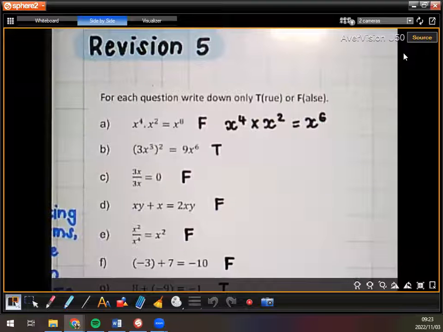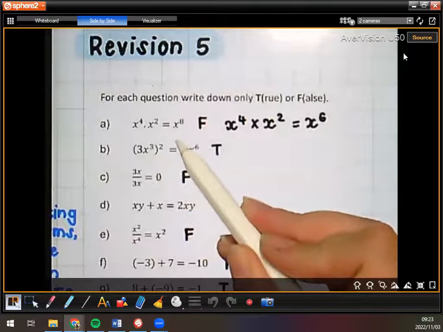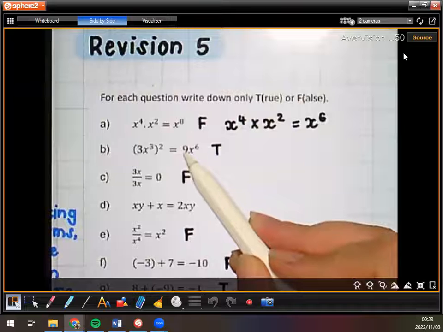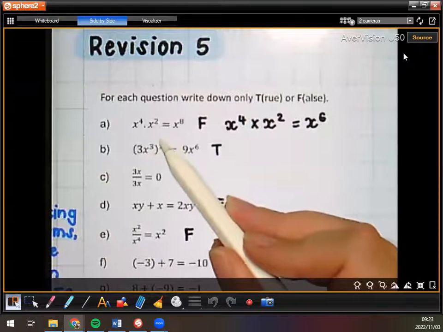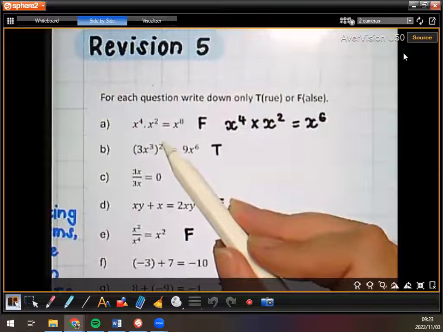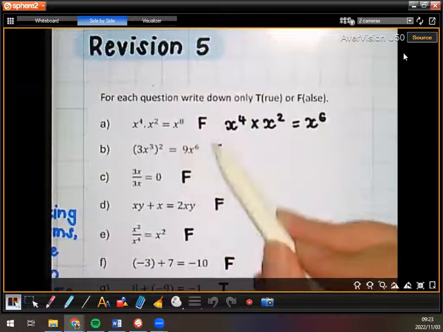The next one, they're asking you (3x cubed) squared. What's 3 squared? 9, hey? And then what do you have to do with those exponents now? Inside and outside a bracket, you times it. Okay, so 3 times 2 is 6. So that one is true.